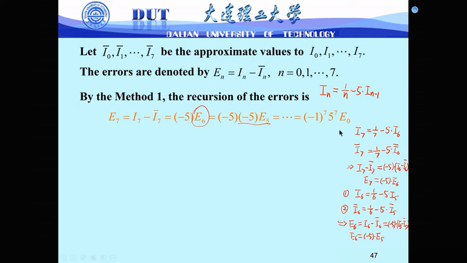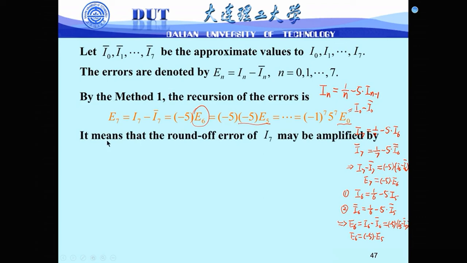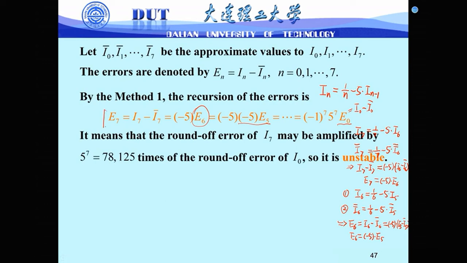Continue. So to the final result, from the beginning, E0 means I0 minus I0 bar. It's okay? So how many times minus 5 multiply minus 5, negative 5. Because here we have from 0 to 7, we have 7 power. It's okay for you? So actually it means the roundoff error of I7 may be amplified by this factor. If we just consider the absolute value, then we don't need the minus sign, right? We just need 5 power of 7.